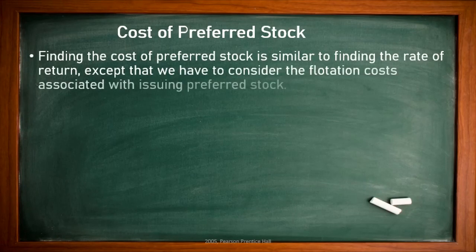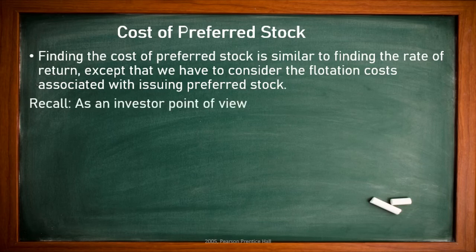Finding the cost of preferred stock is similar to finding the rate of return, except that we have to consider the flotation cost associated with issuing preferred stock. Similar to debt, as we discussed before in the time value of money, the required rate of return on debt holders or on preferred stock, we already calculated. So this is not new for you, and if you don't have much understanding, again my suggestion is to go and watch my videos. You will get a broader view of these calculations. Let's again recall, from an investor's point of view, we already discussed the required rate of return.